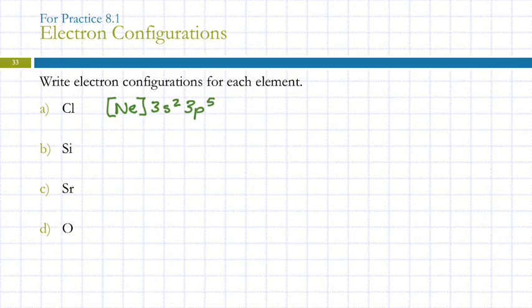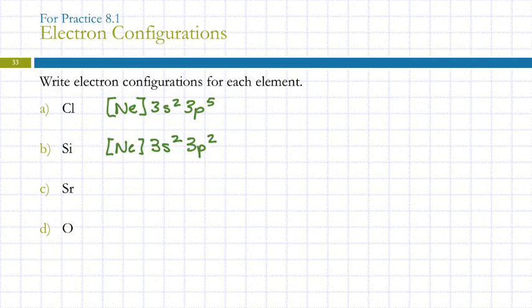So silicon has fewer electrons than chlorine. So neon is still the previous noble gas. And we go through the 3s2 in the s block over there. And then for silicon, we're again in the 3p block, but it's the second element. So aluminum is 1 and silicon is 2. So this will just be 3p2.